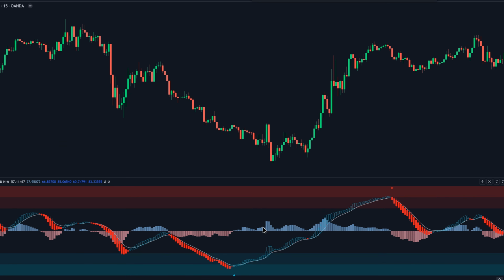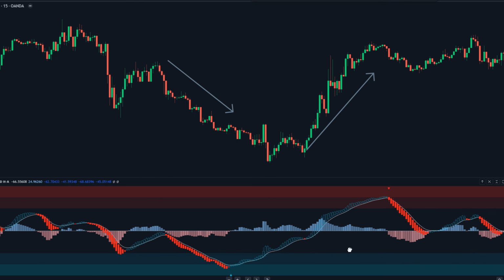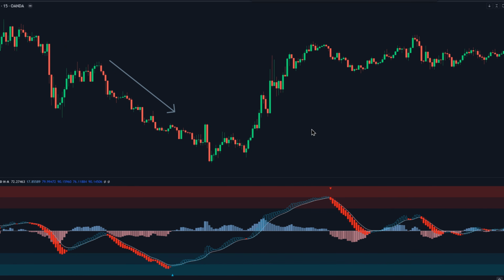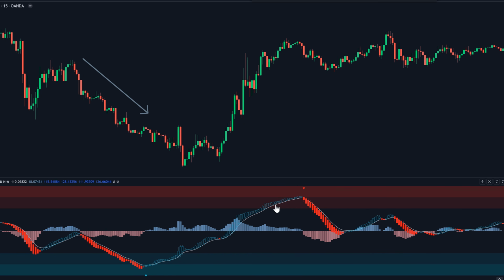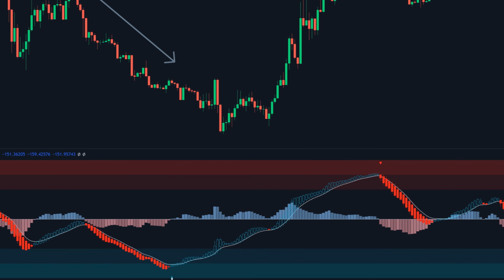When the MACD histogram is above the midline, that indicates a bullish market momentum. On the other hand, whenever the MACD histogram is below the midline, that indicates a bearish market momentum. Now, what about these blue and red arrows? Well, the red downward arrow is going to be printed when the market is overbought. This basically happens whenever the MACD line enters into the upper horizontal level. Conversely, the blue upward arrows indicate oversold market conditions, and they're going to be printed whenever the MACD line goes into the bottom horizontal level.